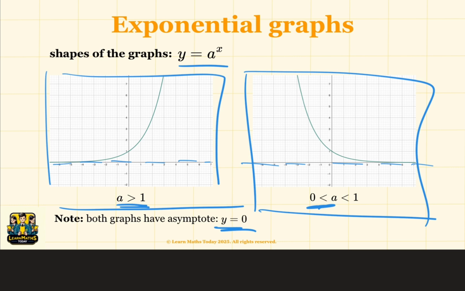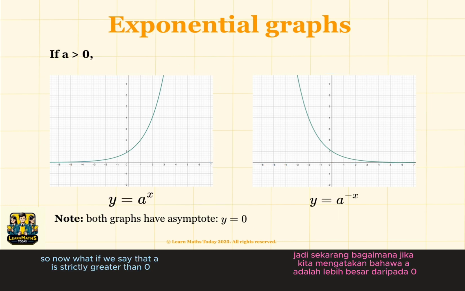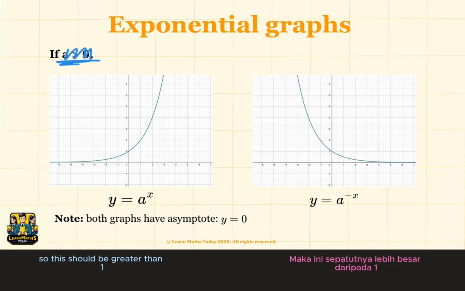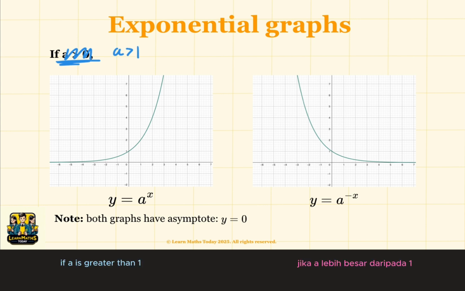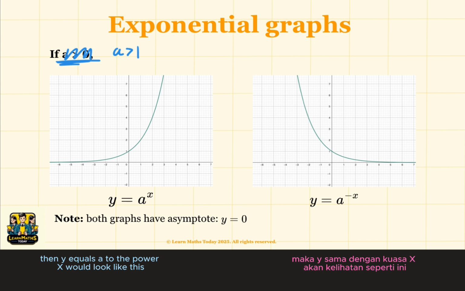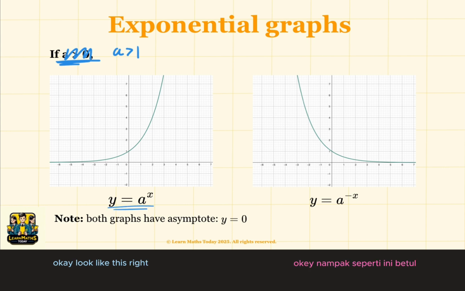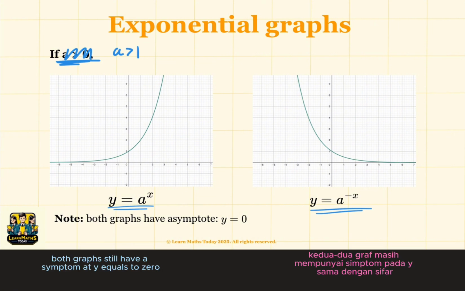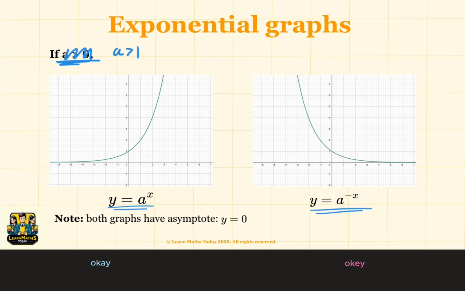Okay. So now what if we say that a is strictly greater than 0? So this should be greater than 1. A is greater than 1. My bad. If a is greater than 1, then y equals a to the power x will look like this. Okay, look like this. Right? And then y equals a to the power minus x will look like this instead. Okay? And take note, both graphs still have asymptote at y equals 0. Okay?